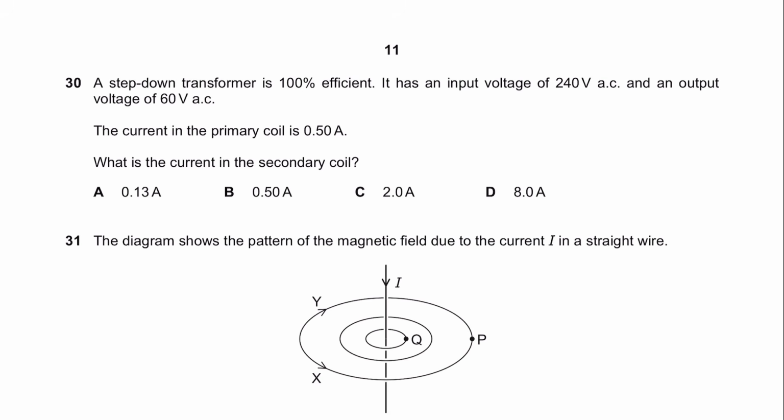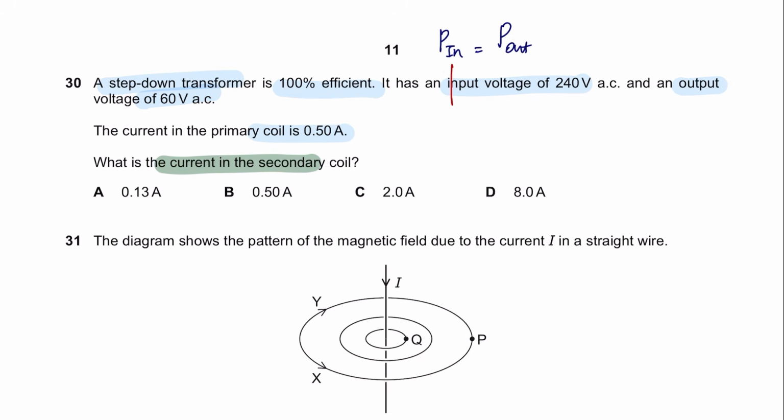Question 30. A step-down transformer is 100% efficient. This means that P input is equal to P output. It has an input voltage of 240 volts AC and an output voltage of 60 volts. The current in the primary coil is 0.5 amperes. What is the current in the secondary coil?